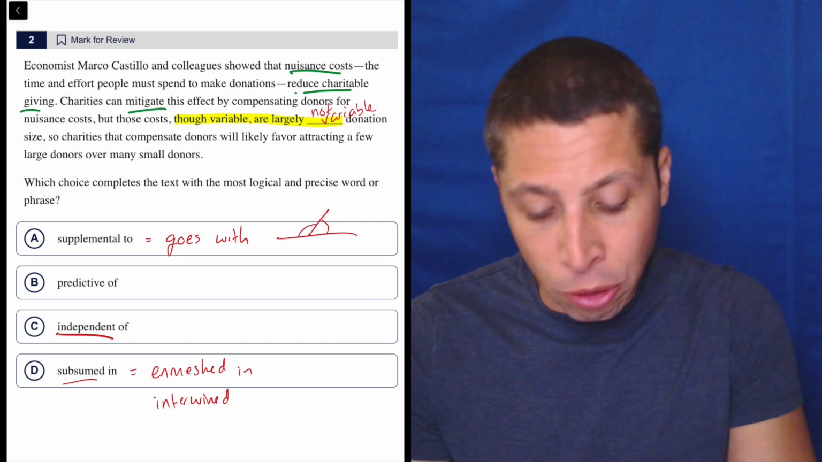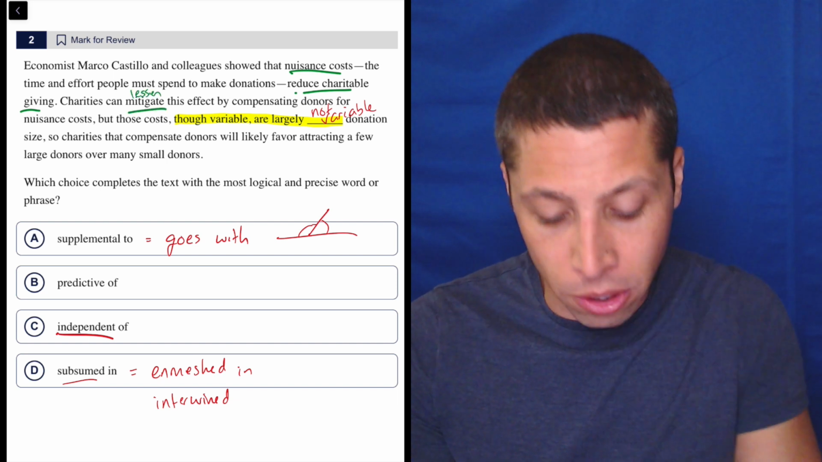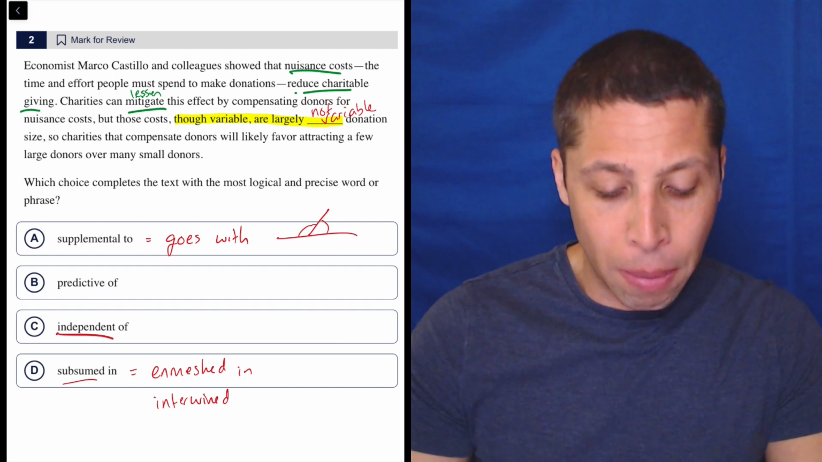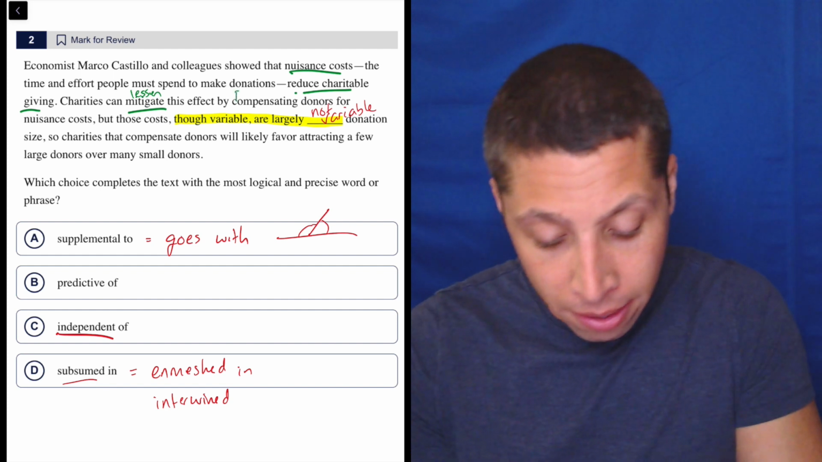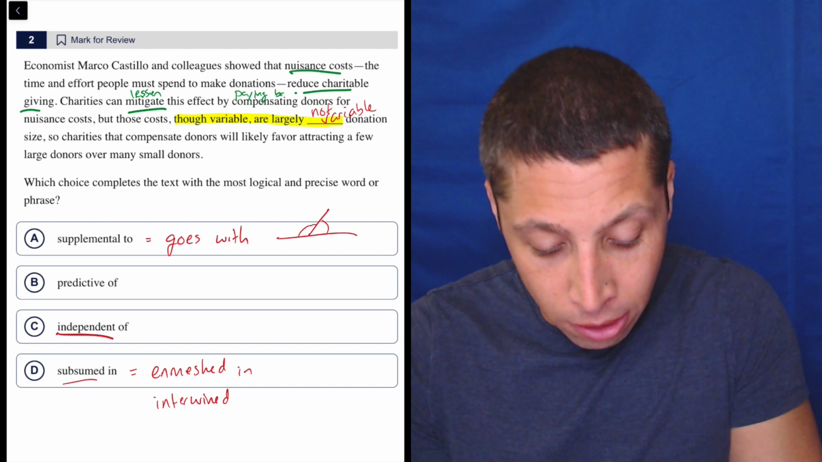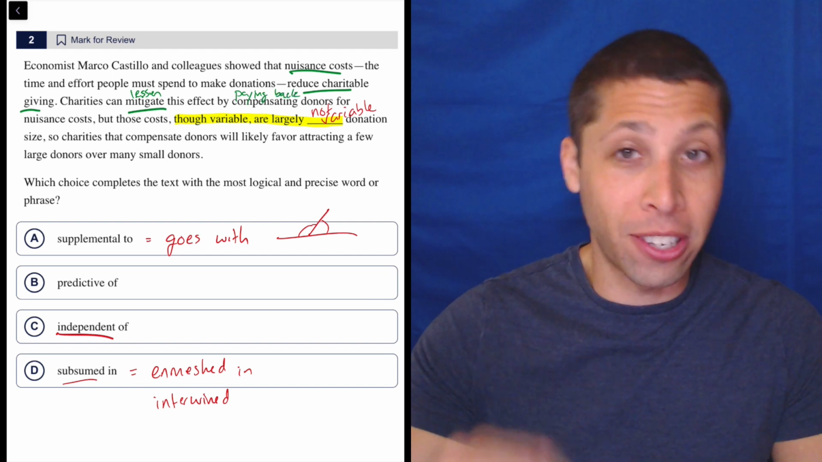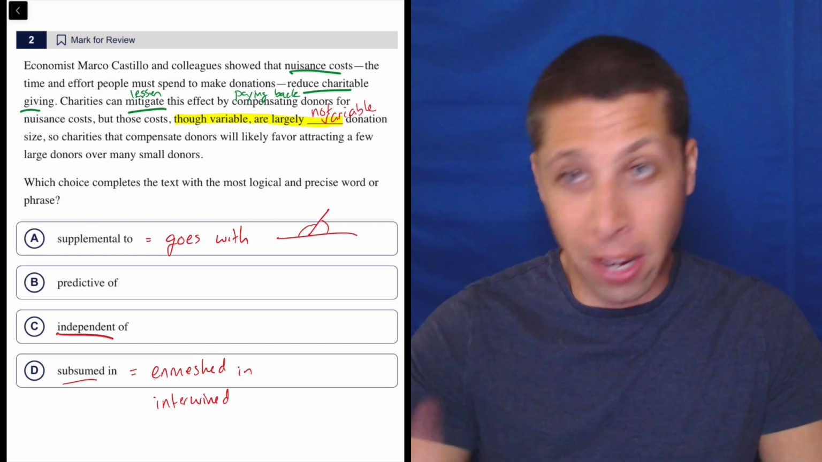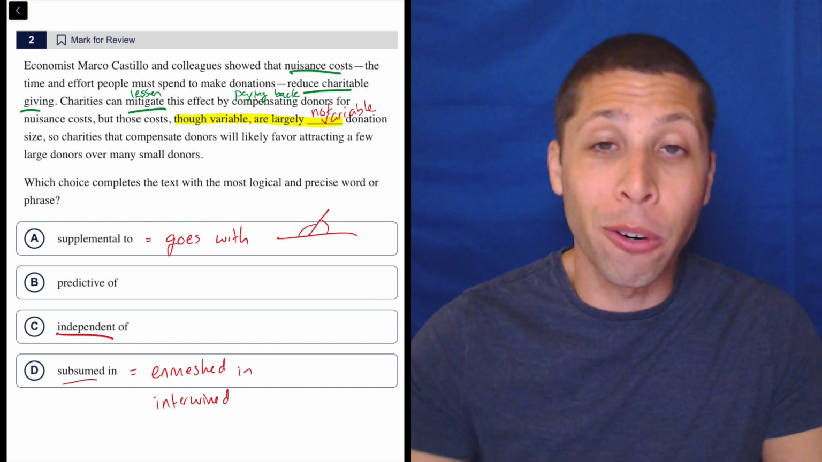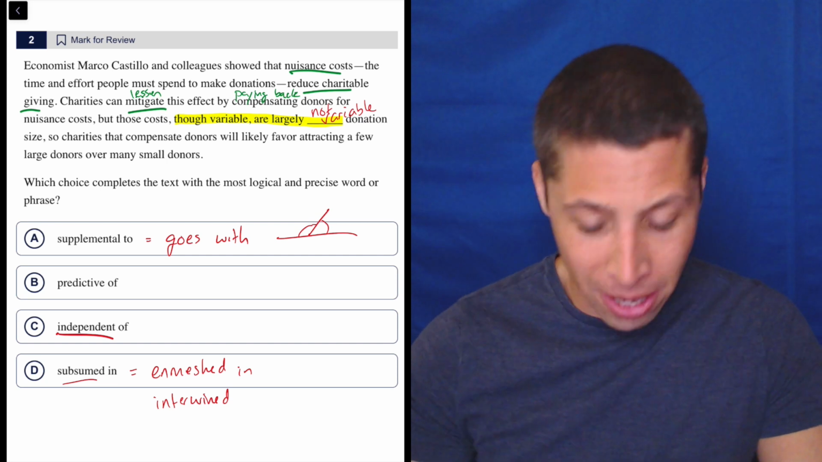Charities can mitigate, which means lessen. That's a good vocab word to know. Lessen this effect by compensating, or paying back, donors for nuisance costs, right? So the charities are going to say, hey, don't worry about it. We're going to cover the credit card fee. You're not going to have to pay for it. We will give you that money, or at least we will not charge you for that somehow.